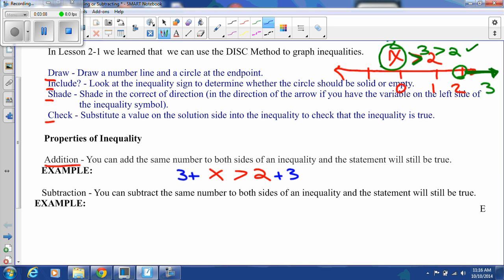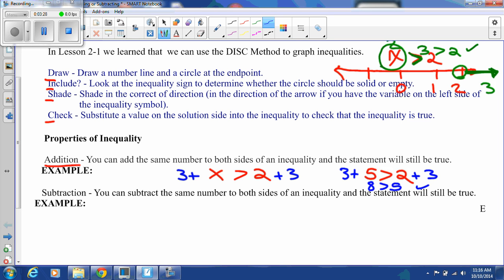It's still true. To show you this works without variables, let's just create a statement such as 5 is greater than 2. Yes, we know 5 is greater than 2. If I add 3 to the left and 3 to the right, I get 8 is greater than 5, and that is still a true statement.